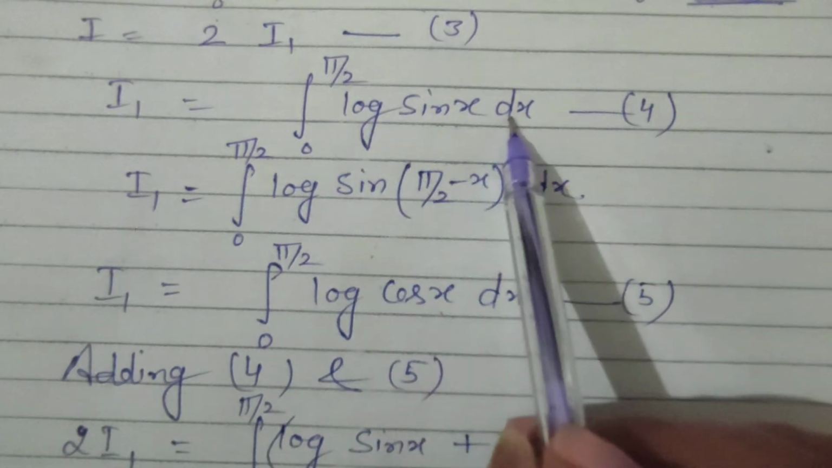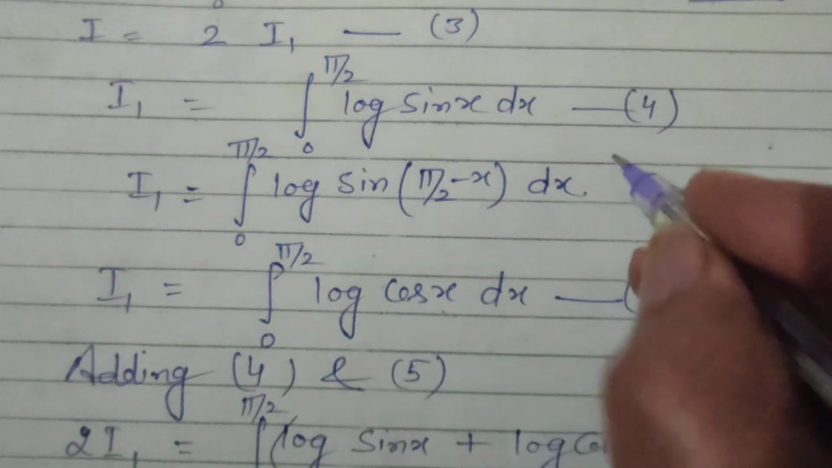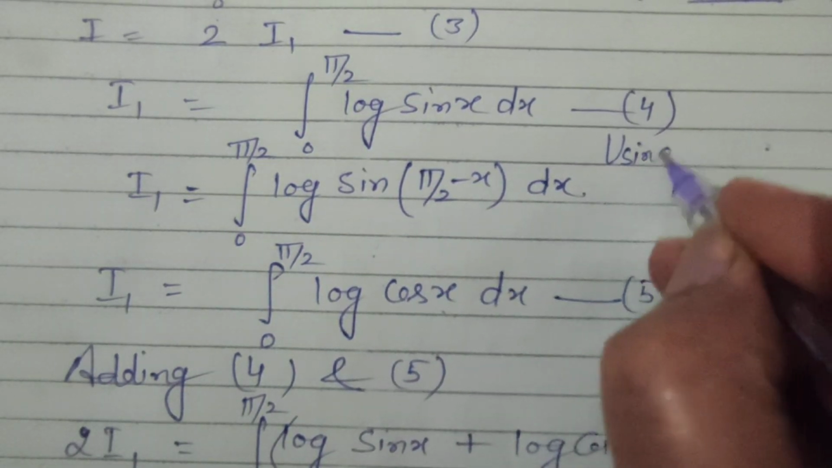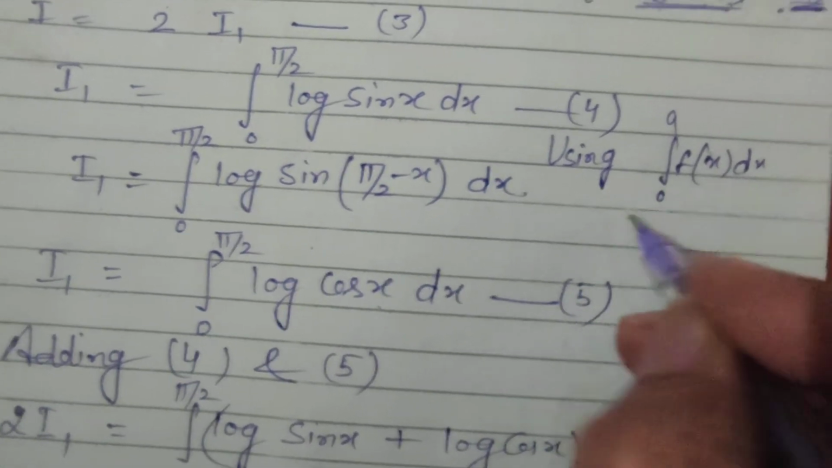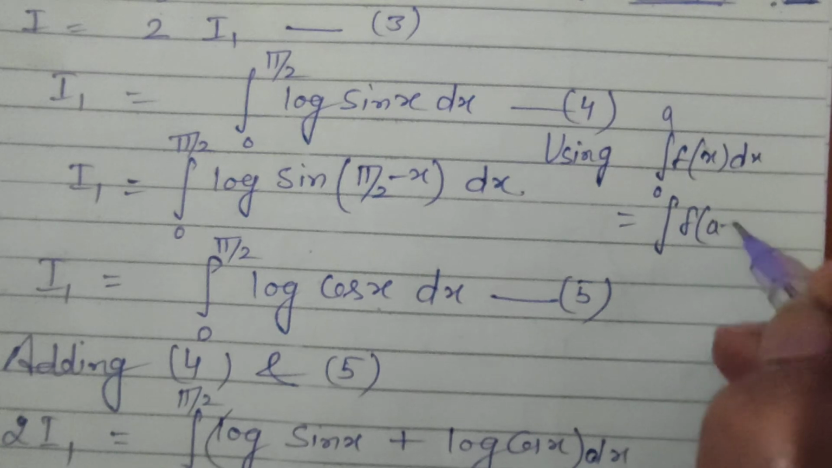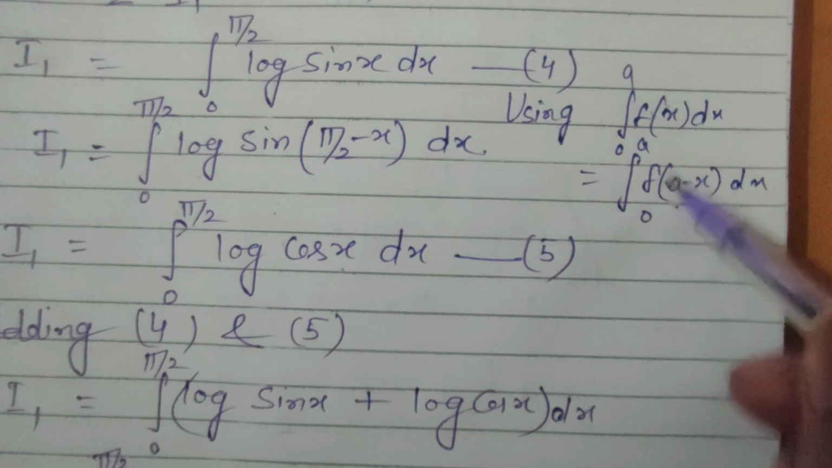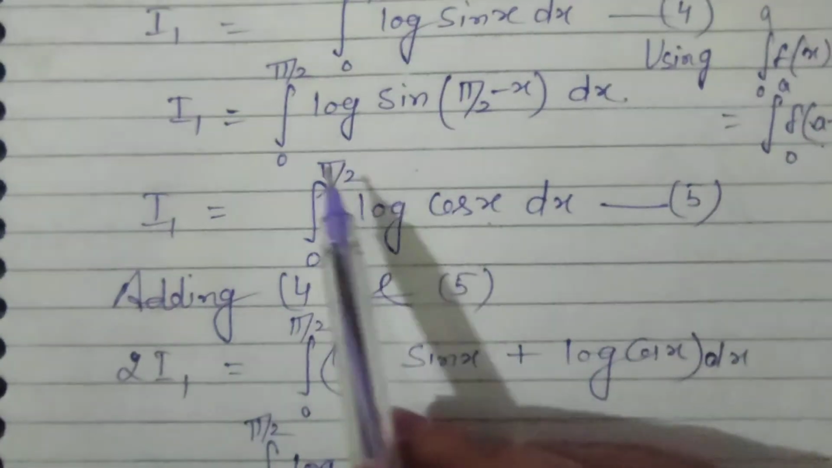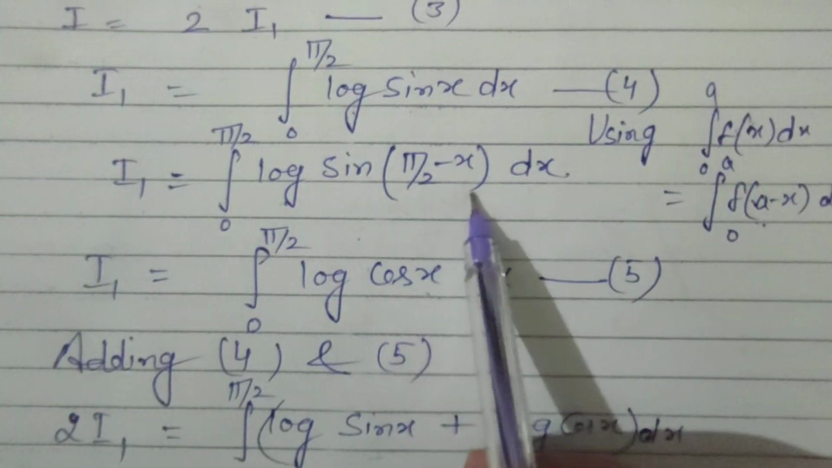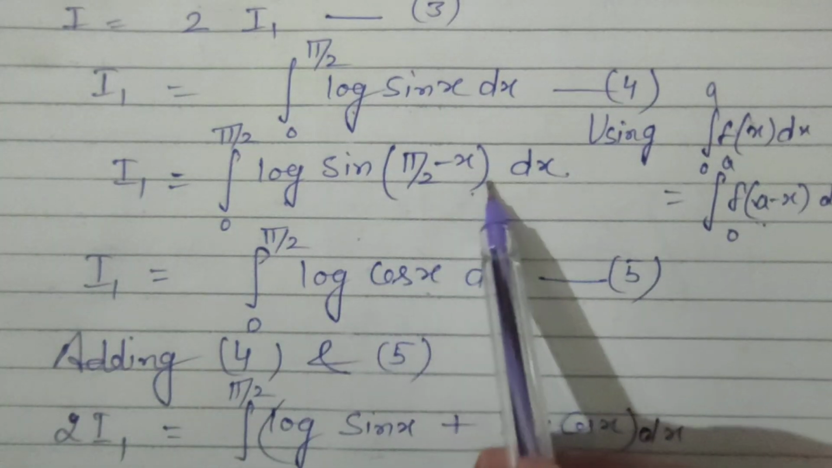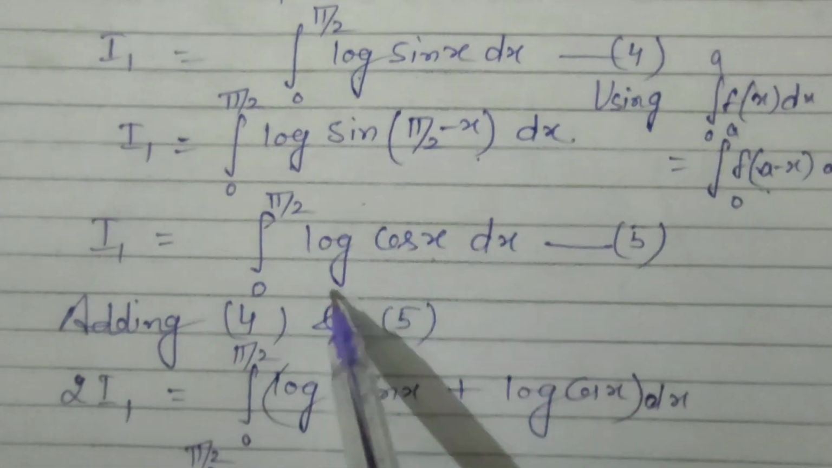Log of sin x dx. If the limit is 0 to a, we will use one property here. Integration of f(x) dx, limit 0 to a, we can write as f(a minus x) dx, limit 0 to a. This fifth property we have used in many questions. At the place of sin x we put pi by 2 minus x, so log of sin(pi by 2 minus x). Log sin(90 minus theta) is cos theta, so it is log of cos x.